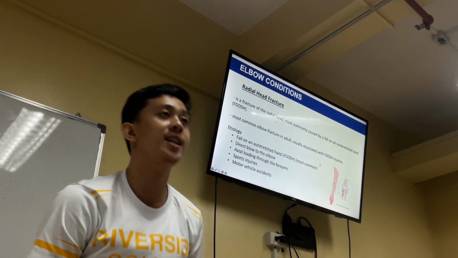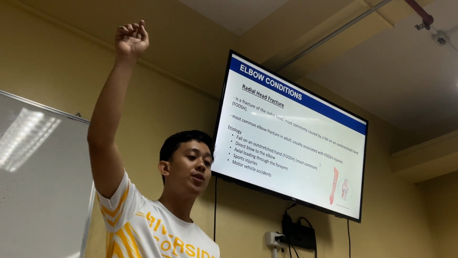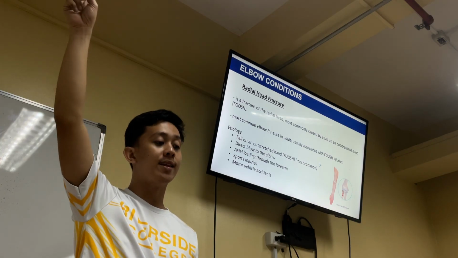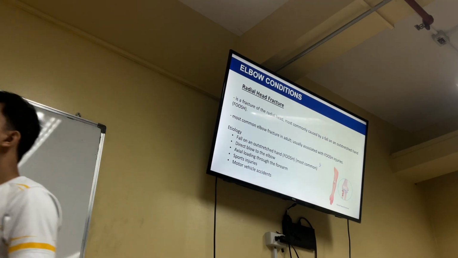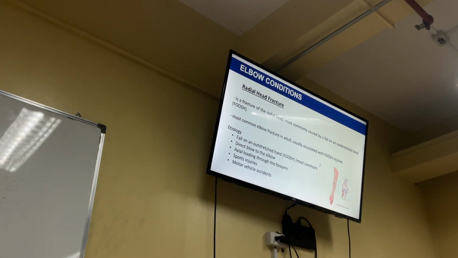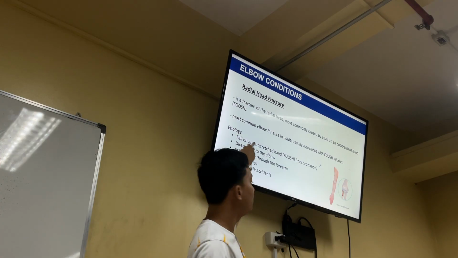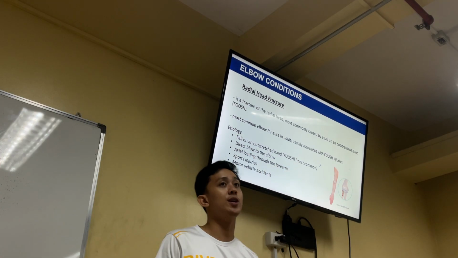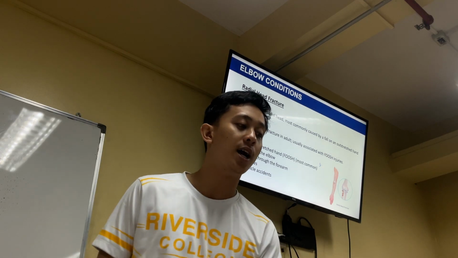Next, we have your radial head fracture. This is a fracture of your radial head, obviously. Most commonly caused by a fall on an outstretched hand. This is the most common elbow fracture in adults, usually associated with such injuries. Etiology, again mentioned, is commonly a fall. Usually a direct blow to the elbow, axial loading through the forearm, contact sports injuries, and motor vehicular accidents.